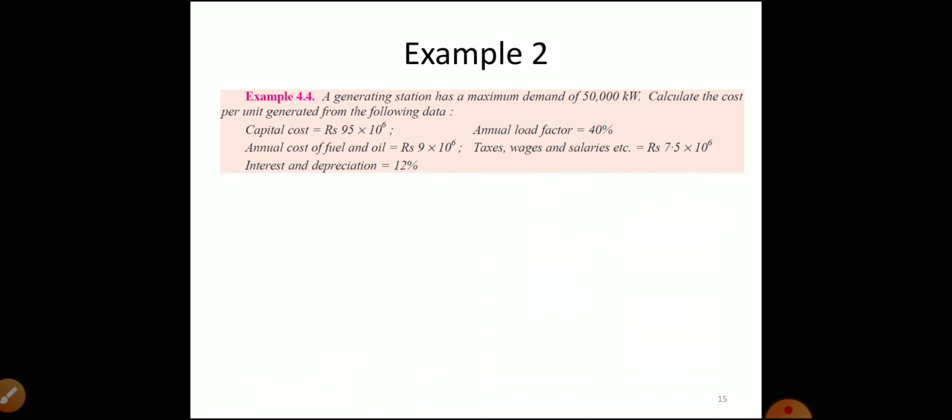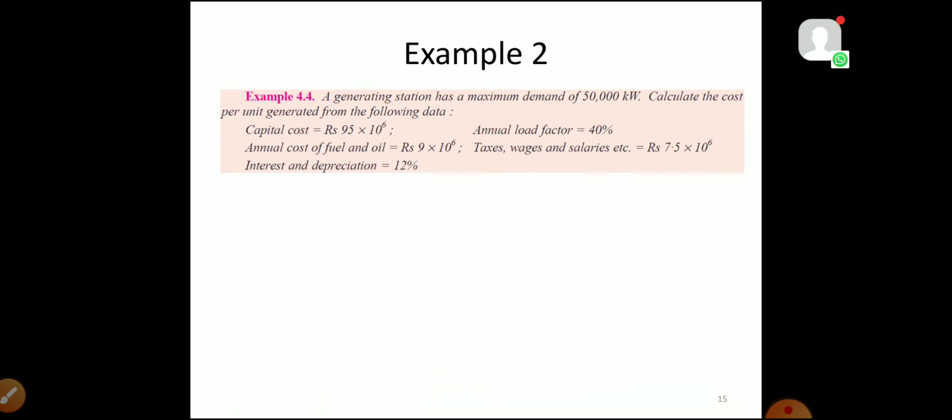Okay, so we'll go for the second problem, example number 2. A generating station has a maximum demand of 50,000 kilowatt. Calculate the cost per unit generated from the following data. Capital cost is rupees 95 into 10 to the power 6. Annual load factor 40%. Annual cost of fuel and oil is equal to 9 into 10 to the power 6. Taxes, wages and salaries is rupees 7.5 into 10 to the power 6. Interest and depreciation is 12%.